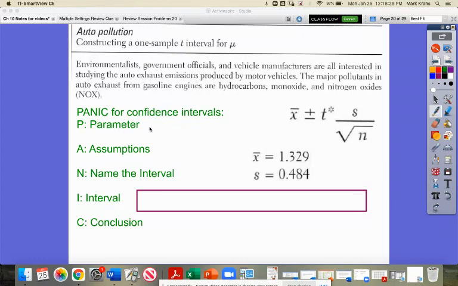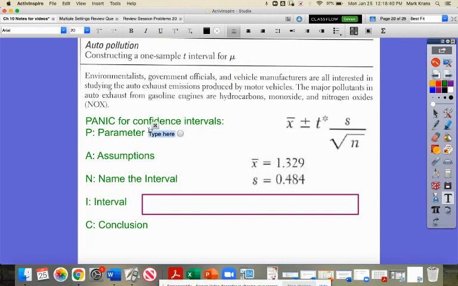So you still want to go through PANIC, okay? So what parameter are we trying to measure? We're trying to measure the true mean, not proportion, the true mean NOx levels of emission, okay? The assumptions: we need random. Well, a simple random sample was taken. It's not listed here, but the data is in your book, okay? Independent: you would need to know that there were 46 cars, and as long as there's at least 460 cars, we're in good shape. And then would it be relatively normal?